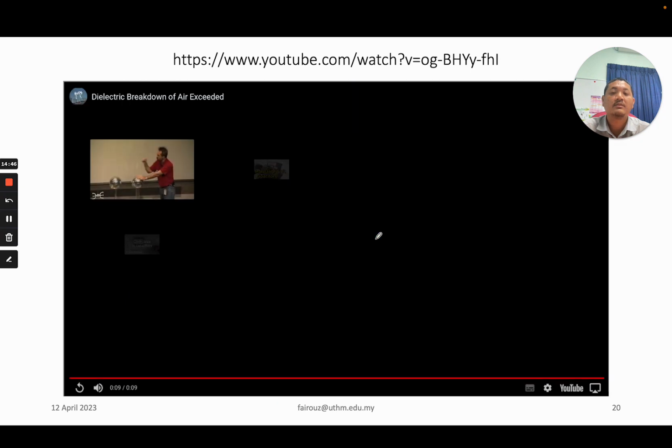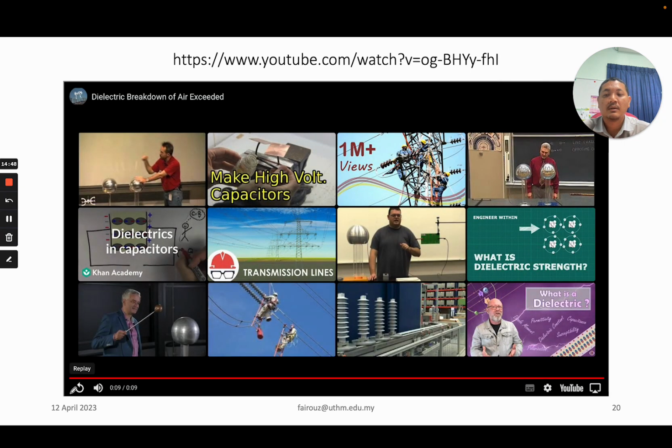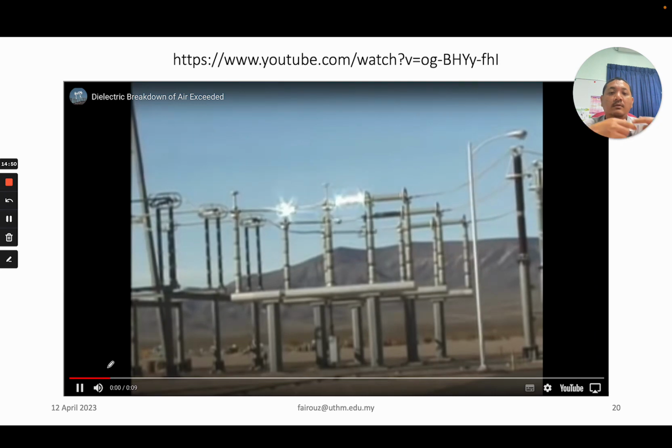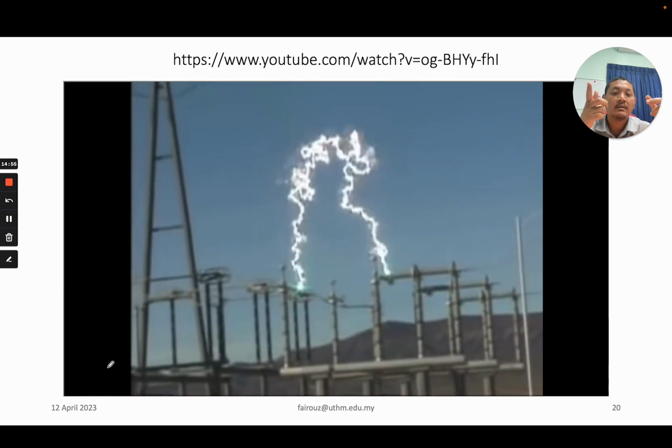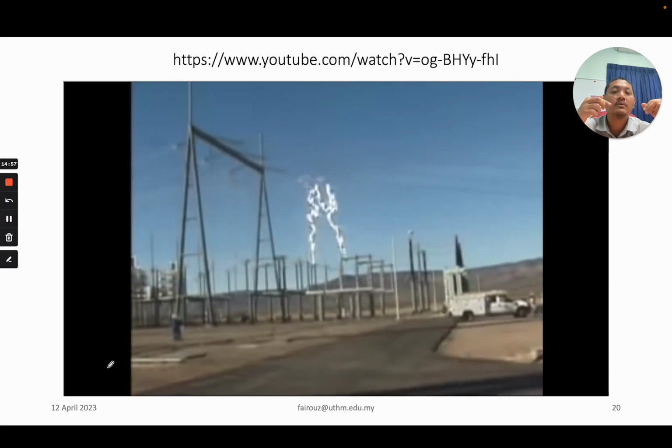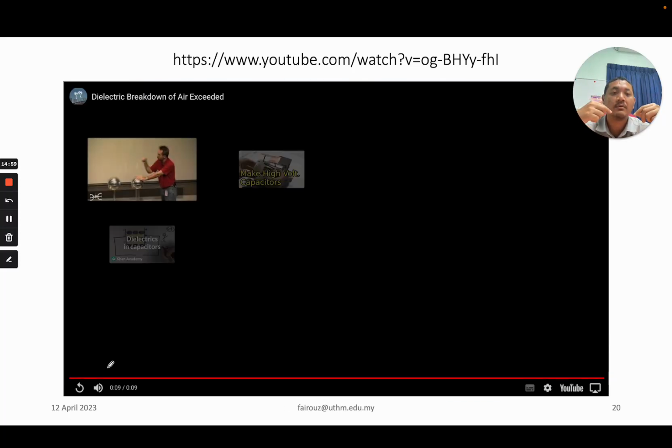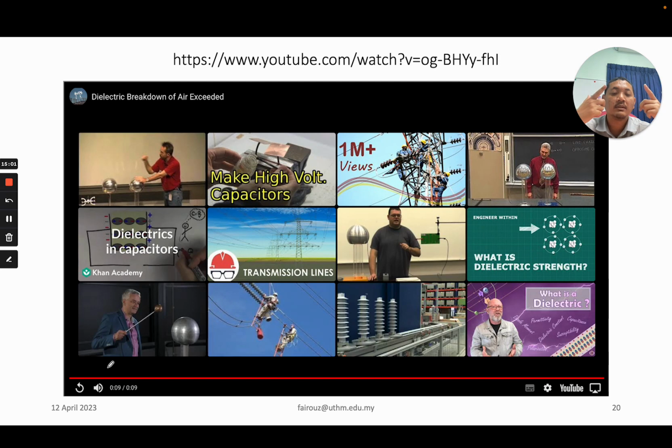So in this open substation, you can see it's open the switch, and then because of that it produces an electric arc. So this is in the open.